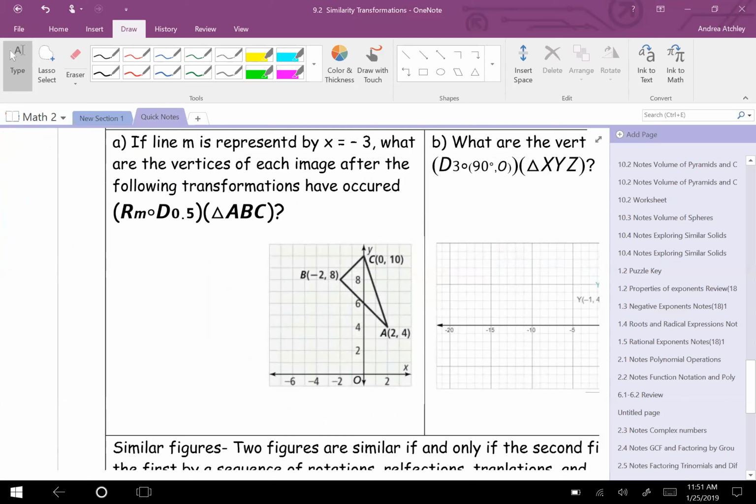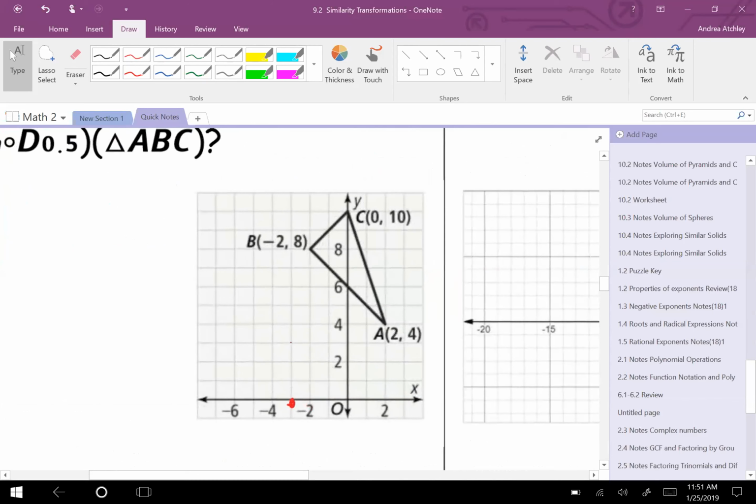If line M is represented by the equation x equals -3, let's draw that first. So we're going to go where x is -3, which is right here. This is another point where x is -3. That helps remember that this is going to be a vertical line. Any questions over that? And we label it as line M.